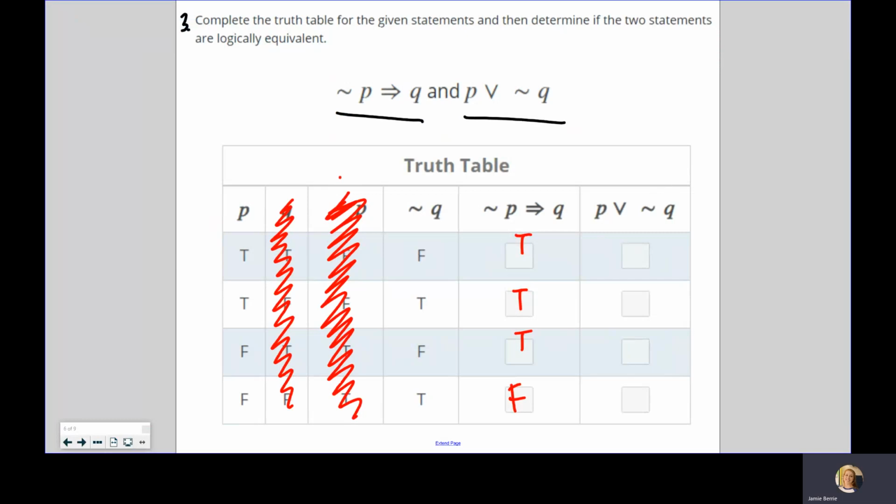All right, P or not Q. Let me just remind you of the rule for or. The rule for or says it's almost always true. The only way it's going to be false is if you have FF. Again, this is our first column we're looking at, and this is our second. So we're looking for an F in the first column, an F in the second column. Everything else is going to be true.